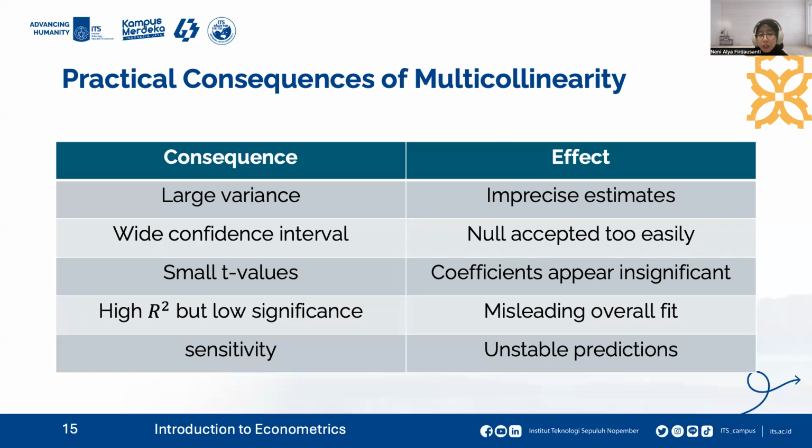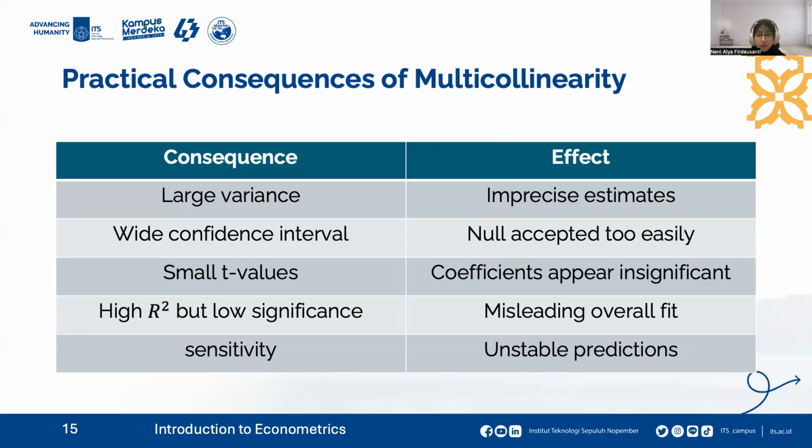The third consequence is insignificant t values, because we know that the t value is calculated from beta hat divided by the standard error of beta hat. So if the standard error is large, the t value will automatically be small. The coefficient becomes statistically insignificant even if in fact it is important, due to the inflation of the standard error of your coefficient.